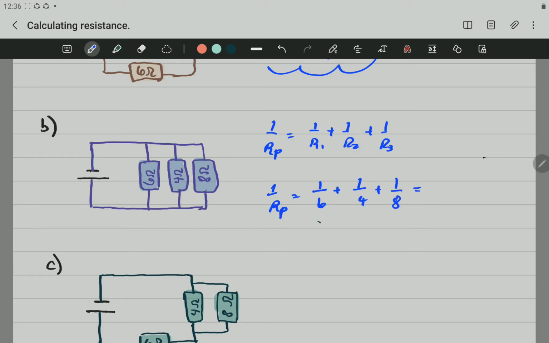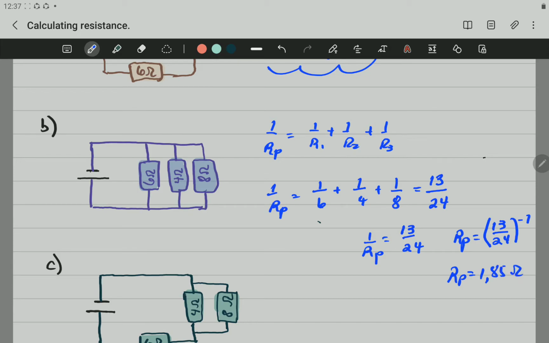And then the answer for this calculation is going to be 13 divided by 24. So we have that 1 divided by Rp is equal to 13 divided by 24. If you want to calculate Rp, which is the actual question, it will be 13 divided by 24 to the negative 1, or you change the places. Okay, so Rp is going to be equal to 1.85 ohm.